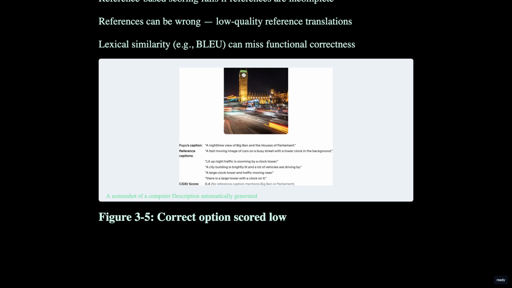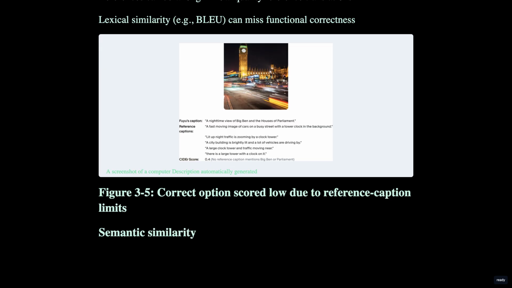This figure illustrates a case where Fuyu generated a correct option but received a low score because the reference captions were limited. We'll look briefly at how evaluation against narrow references can penalize valid outputs. In this section, we'll define semantic similarity and why it matters for NLP tasks. We'll focus on practical, embedding-based ways to measure meaning, like cosine similarity and nearest neighbor comparisons.